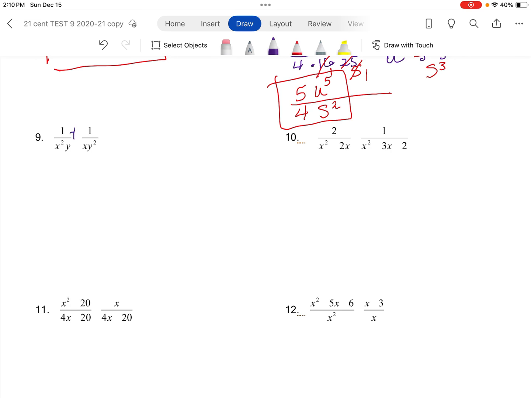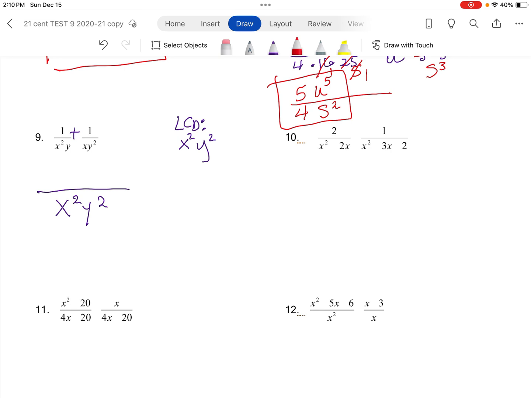Number 9 is a plus. Whenever we have a plus, we want an LCD. So my LCD, I used x's and I used y's. The largest amount of x's is x squared. The largest amount of y's is y squared. So my LCD is x squared y squared. Whenever I add and subtract, I want my LCD to be my denominator.